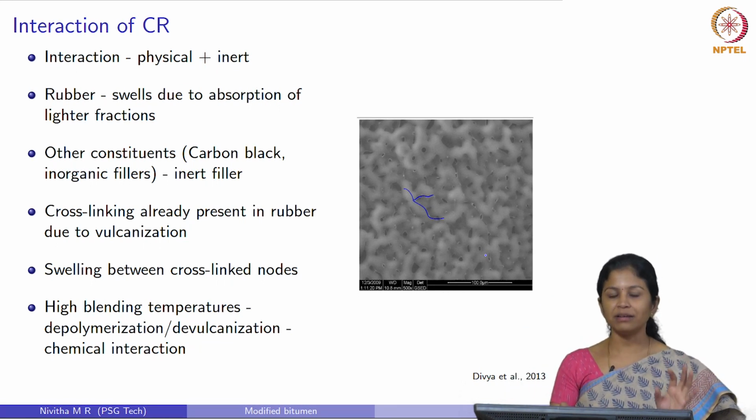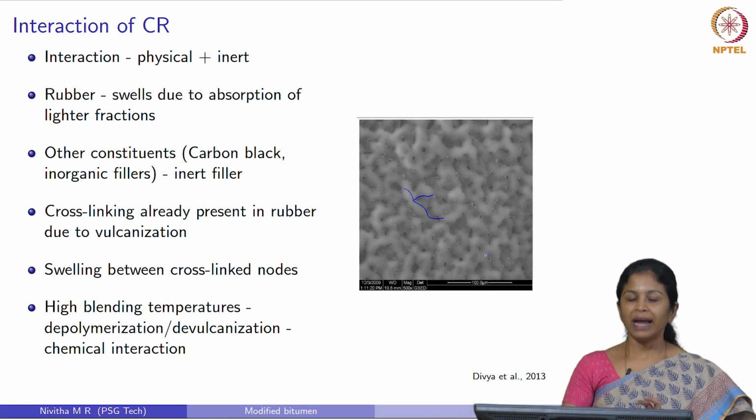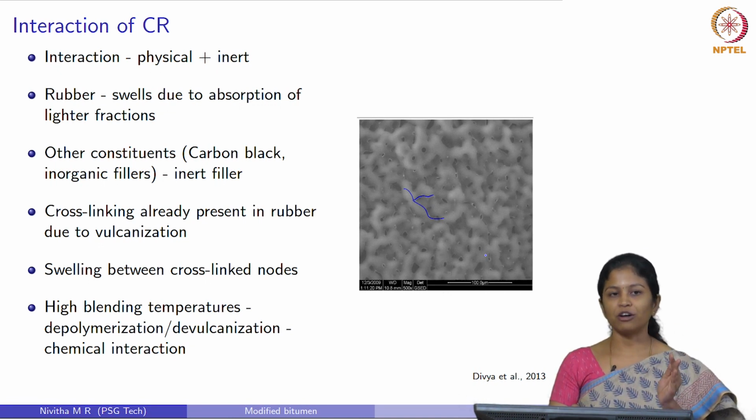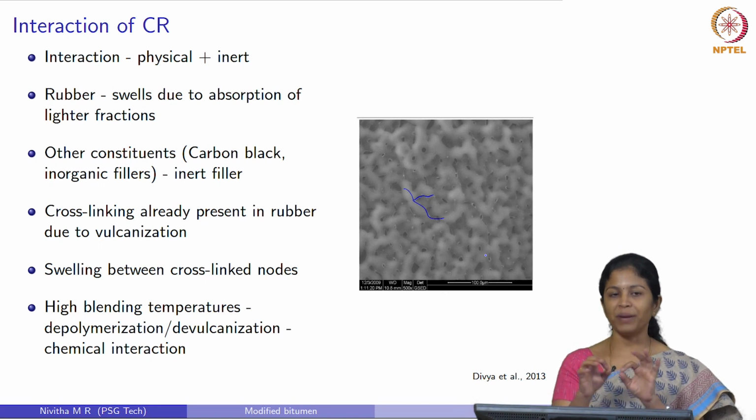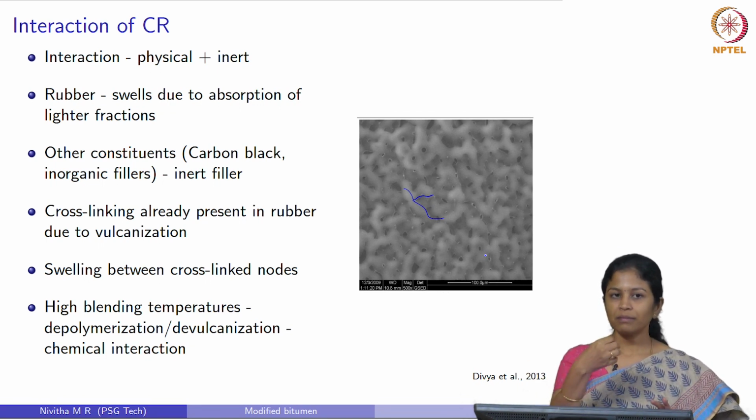We also have other constituents present here, such as carbon black, inorganic fillers and a lot of others. These constituents remain as inert fillers; they do not participate in the interaction process. As for cross-linking, we already have cross-linking present in crumb rubber. Vulcanization is a process carried out for tires, so because of vulcanization there is already some sulfur in this crumb rubber, forming chemical bonds. The absorption and swelling will happen in the nodes between these sulfur molecules.